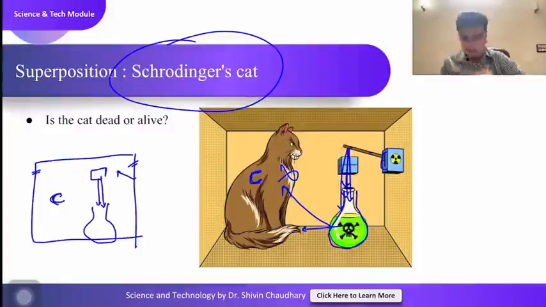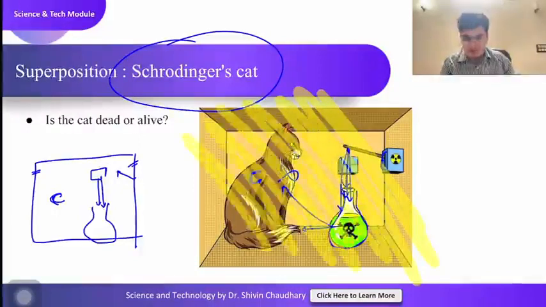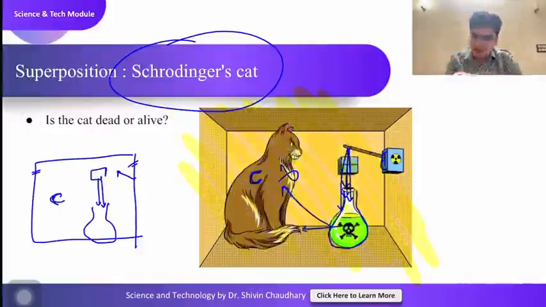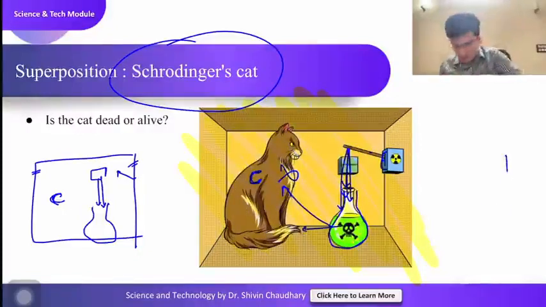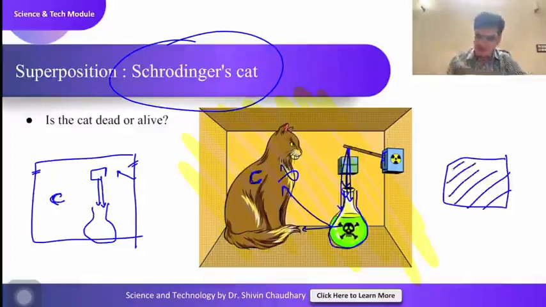Right, and the box, right now you can see through it, but the box is closed. We closed the box. Now you can't see inside the box. You can just see this, a closed box. Inside, you don't know whether the poison has been released yet or not. Maybe the poison has been released, maybe it has not.